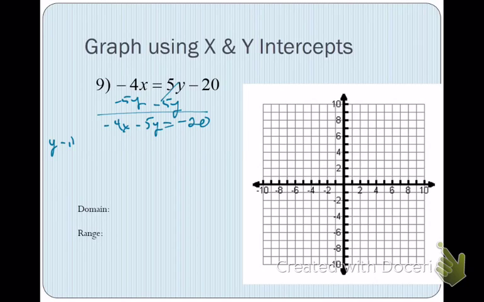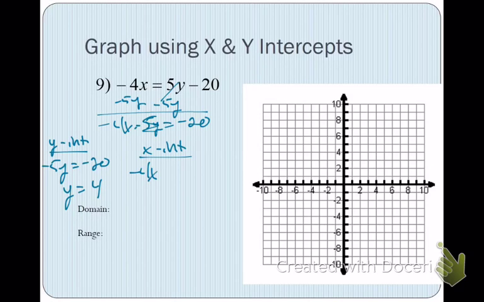All right, to find the y-intercept, we're going to cover up the x, get negative 5y equals negative 20. Divide by negative 5, and so y is going to be 4. Now, to find the x-intercept, cover this up, we get negative 4x equals negative 20. Divide by negative 4, and x equals 5. So our y-intercept point is 0, 4. Our x-intercept is 5, 0. So let's go plot these points.